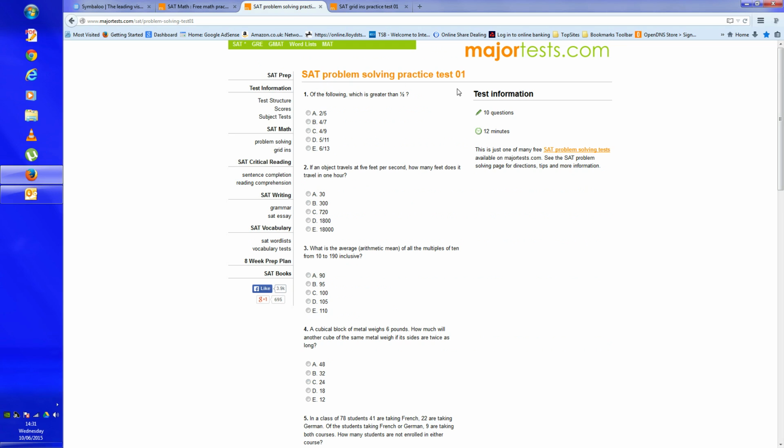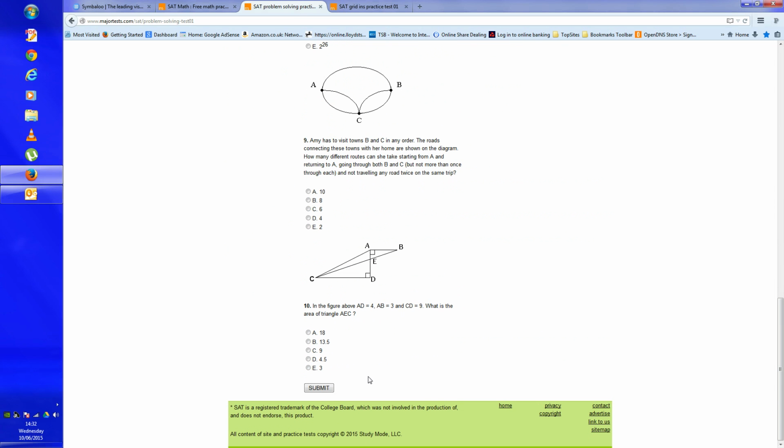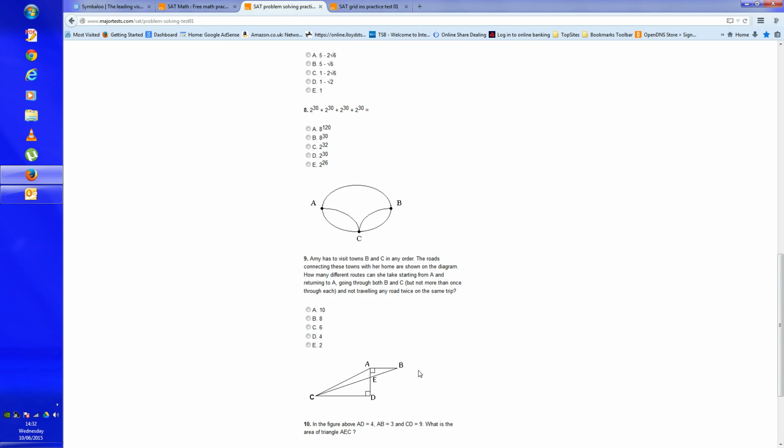SATs problem solving practice test 1. Number 1, first of all, before we start, let's look at what we've got on the right hand side and in this middle section. On the left hand side we've got navigation as usual. In the middle section we've got our questions, the problem solving questions with multiple choices A, B, C, D and E. We read the question, select one of the answers and move on further down. Answer as many questions as you can, then submit the answer.